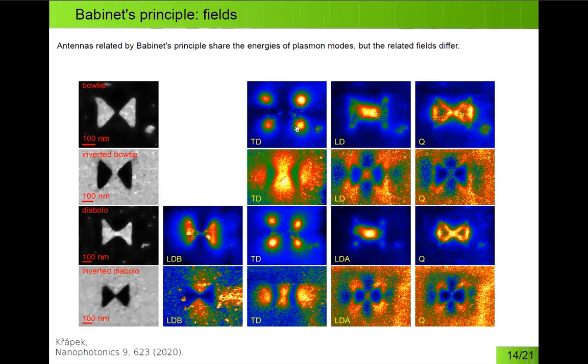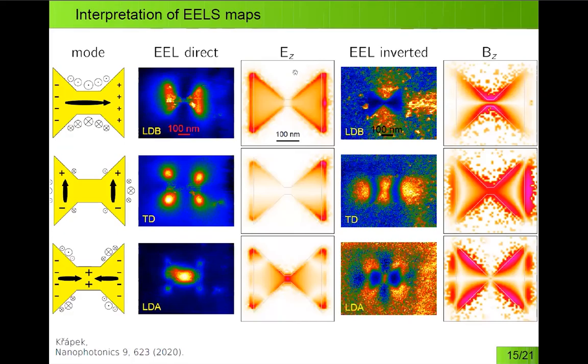Okay, so this can be used just for changing the near field of the modes without changing the energies. And I will show you that the Babinet principle can also help you with measuring or imaging the magnetic field of plasmonic resonances. So now there's actually time for the interpretation of EELS maps. And this is a comprehensive figure, which is probably quite difficult to explain, so I will go through it step by step.